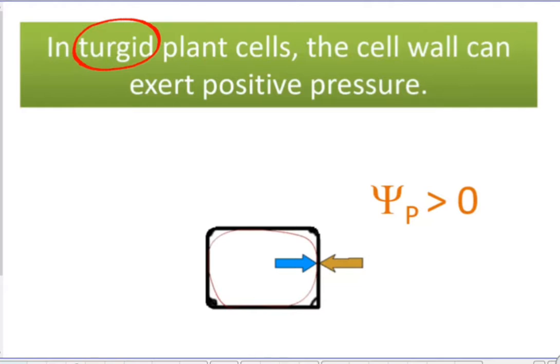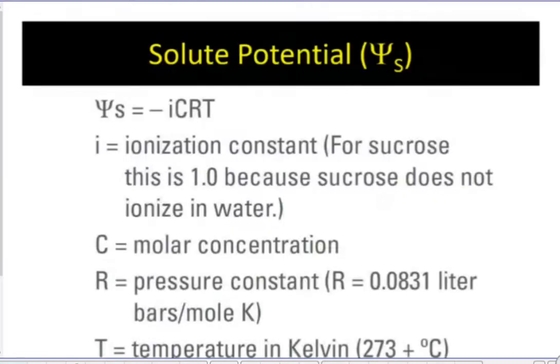We learned these terms, turgid, flaccid, in class on Friday. As a plant becomes turgid, you can see there as the vacuole fills up, that's going to exert a positive pressure on the cell wall that we have to account for in our water potential problems.